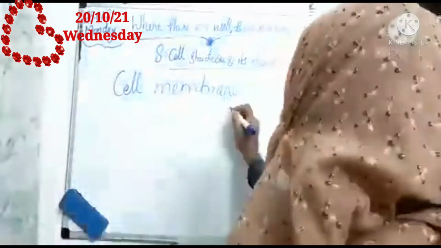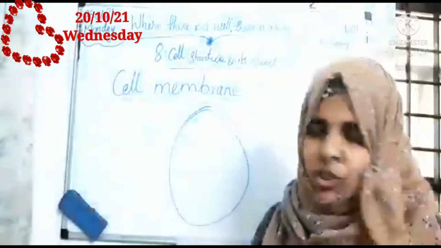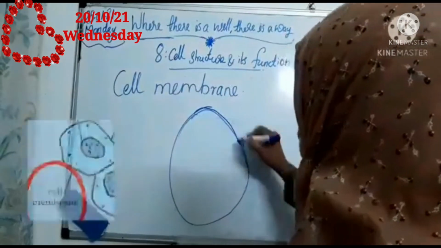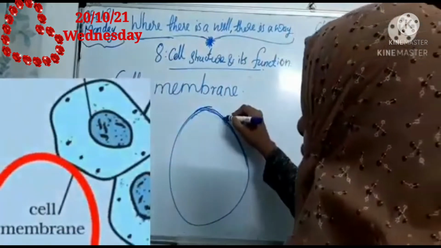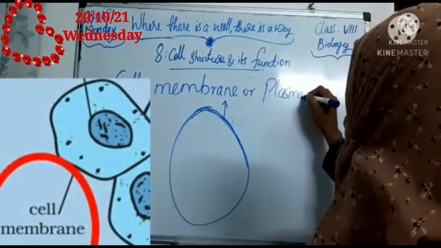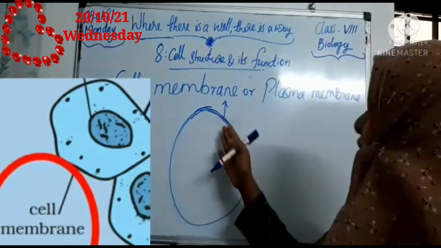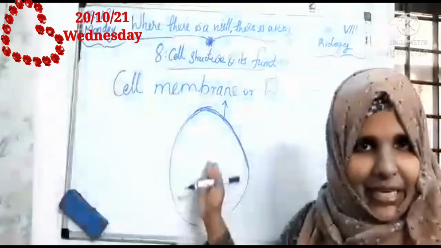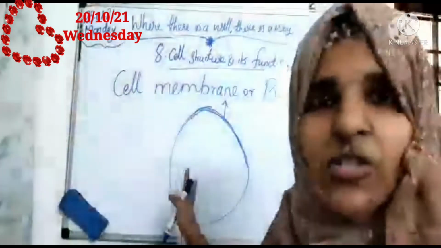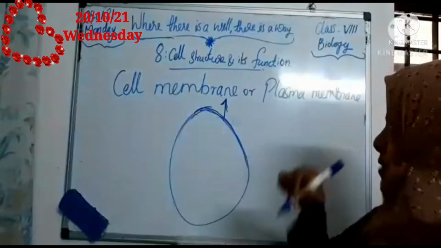So students, suppose this is a cell. Okay, a spherical cell, just suppose it is a type of cell. And this outer layer of the cell, the outer membrane of the cell, we call the cell membrane or plasma membrane. Clear? This outer cover of the cell we call the cell membrane or plasma membrane. All components of the cell are enclosed by this membrane.